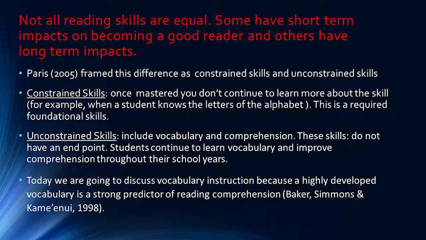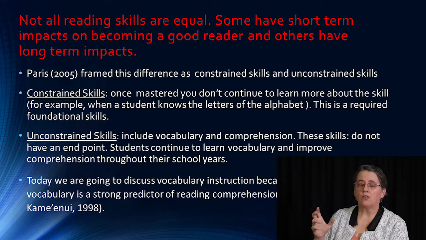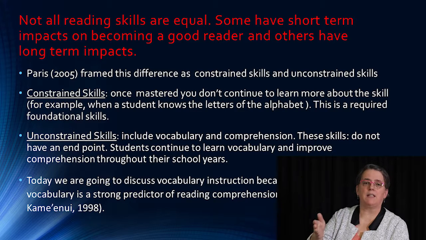So first of all, just a little background. We want to start with an idea. Paris in 2005 talked about skills as being constrained or unconstrained. A constrained skill is a foundational skill that a student requires, but they basically learn it once and then they have it. So for example, a student learning the sound symbol. The student can look at a B, say it's a B, and say B. They've got it. You don't have to go back. They've got it for most kids.